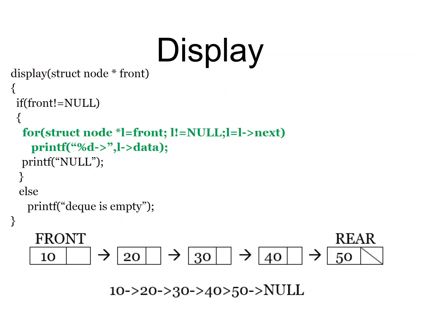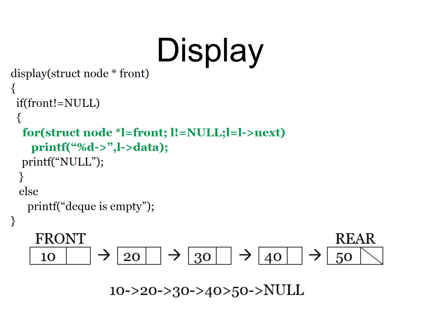So how do I display the elements? We'll take a for loop structure. For struct node star L, I am defining a temporary variable L from the front node. So L starts from the front node. It checks whether L is not equal to null. If it is not equal, it will print the node's data value and then jump to the next node. If the example given here is 10, 20, 30, 40, L will start from the front node. It will print 10, then go to 20, then print 20, then go to 30, similarly 40. After printing 40, it will go to 50 and print 50.